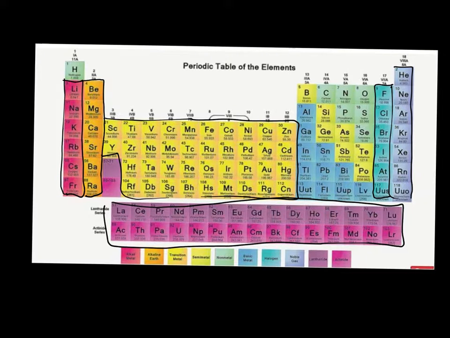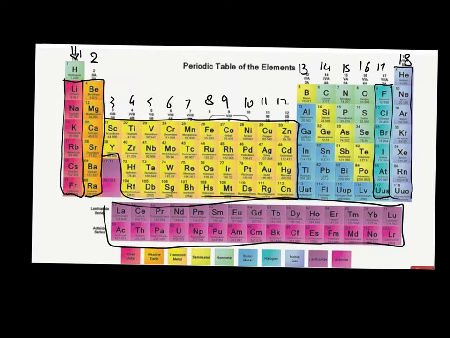Next, we need to distinguish between group and period in the periodic table. Each column, we call it a group. So a group is a column in the periodic table. How many columns do we have here? We can count the columns: 1, 2, 3, 4, 5, 6, 7, 8, 9, 10, 11, 12, 13, 14, 15, 16, 17, and 18. So the elements in the periodic table are arranged in 18 columns or 18 groups.